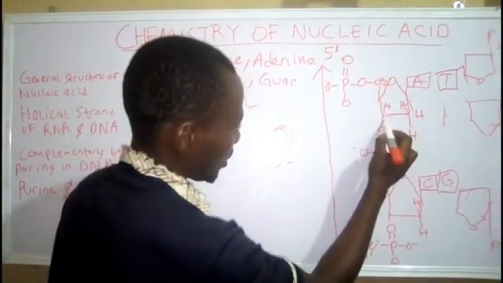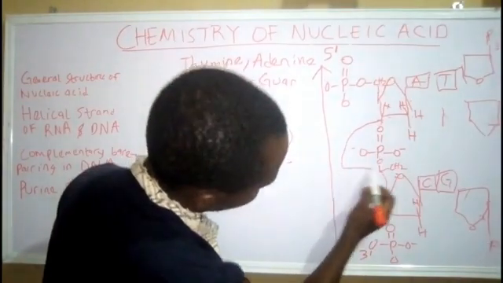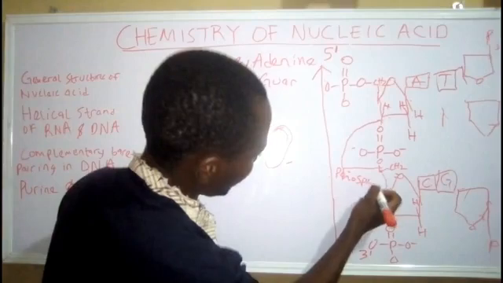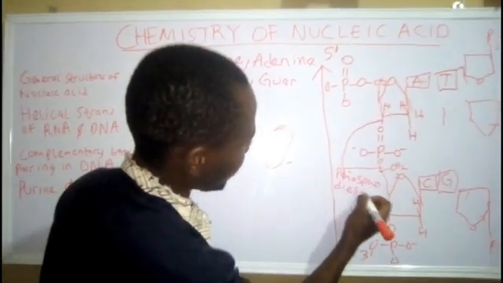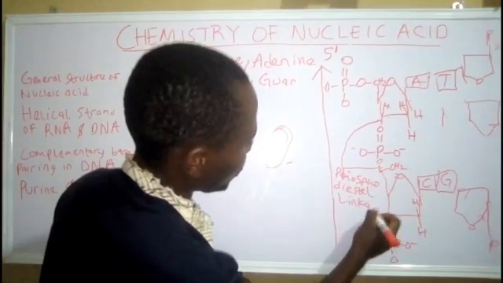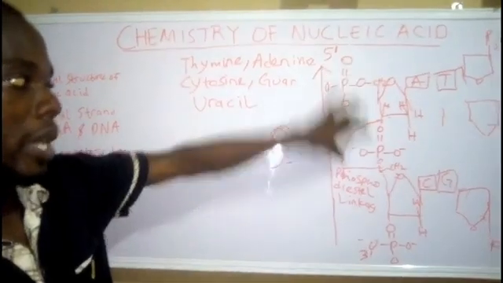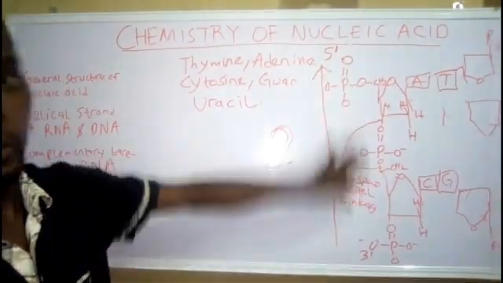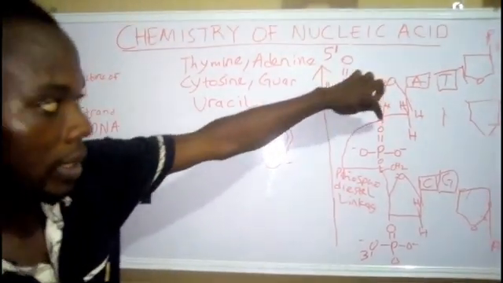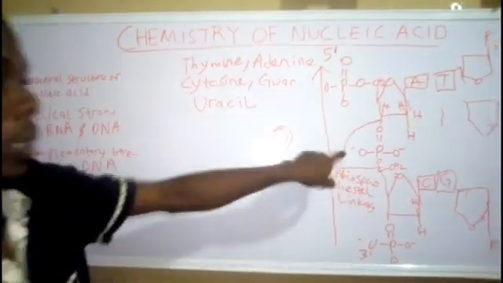From here to here, here we have this is the phosphodiester linkage. So phosphodiester linkage is joining the sugar and the phosphate group together. That's the phosphodiester linkage. So from here to here, now look at it. The O here, the here. So it's joining the sugar and the phosphate group together.